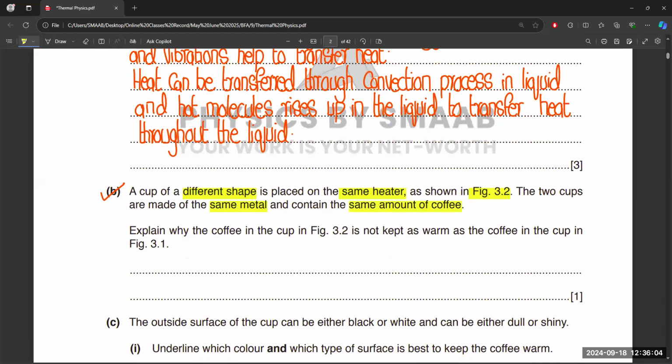Explain why the coffee in the cup is not kept as warm as the coffee in the cup in figure 3.1. Now you can see they are asking explain.